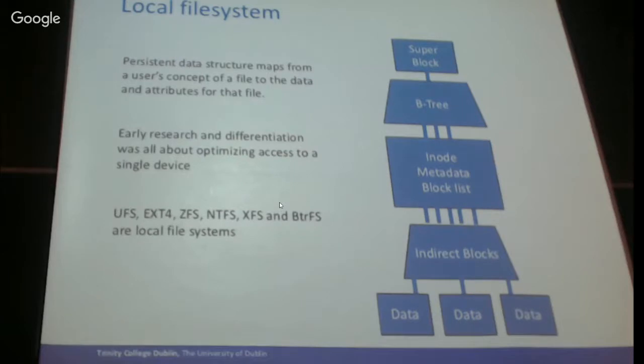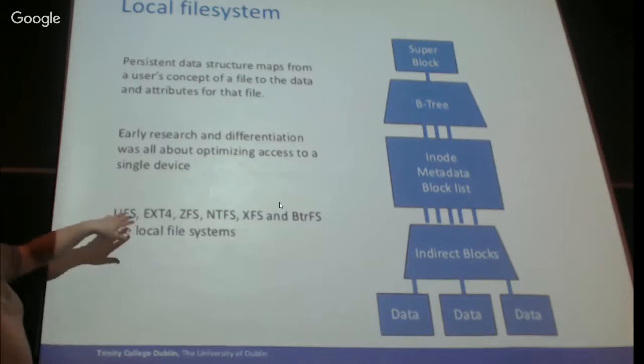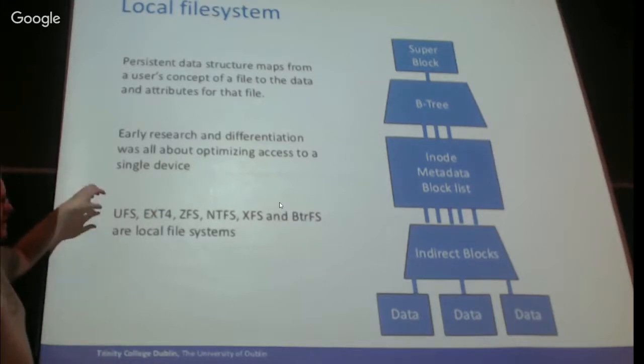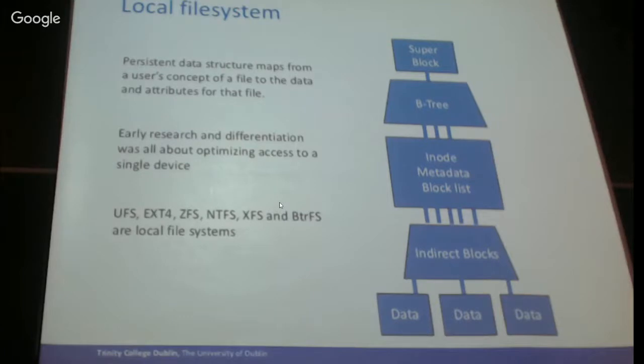But anyway, early research and development was also kind of optimizing access on a single device. People didn't really have to worry about parallel things because they weren't doing parallel things here. And so lots of people have gone down different routes of generating all of these different serial single local file systems. All of them have their own benefits, all of them have their own features that people like. And it's a matter of choice.